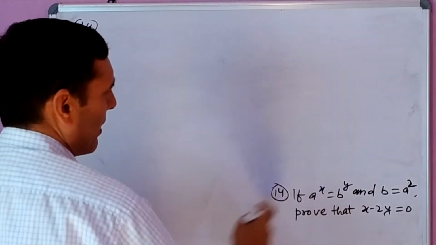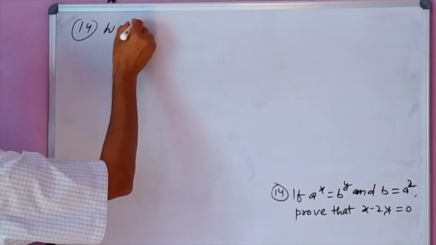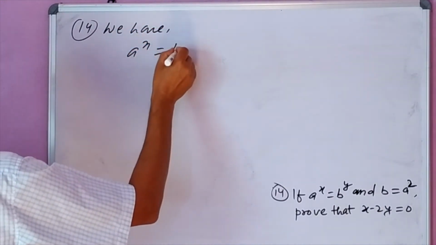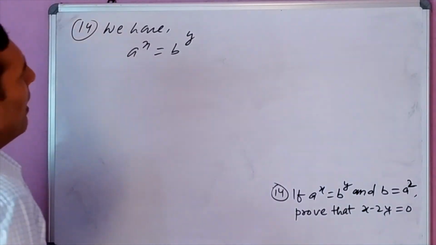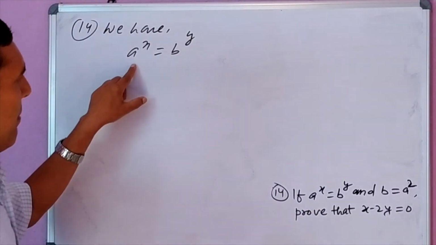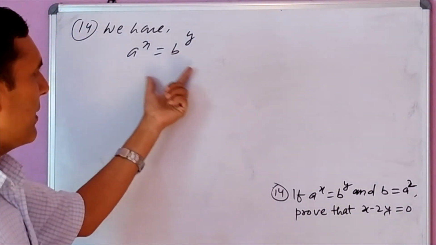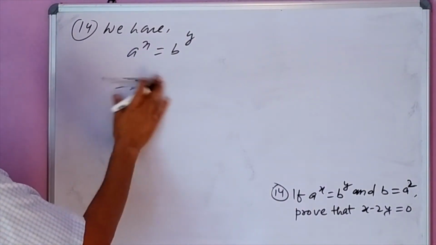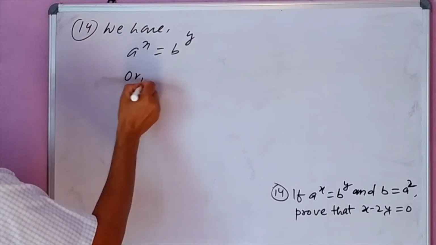So taking the first condition, here we have a to the power x is equal to b to the power y. I am separating this a. That means I am expressing a in terms of b. How is this possible? Look here now. We do one thing here, which is very important to understand.